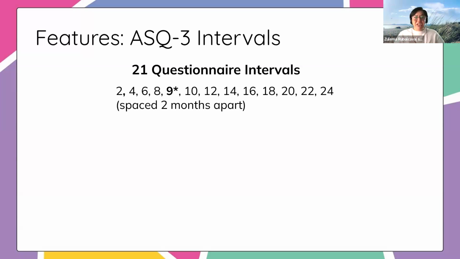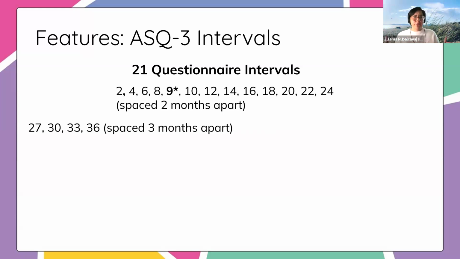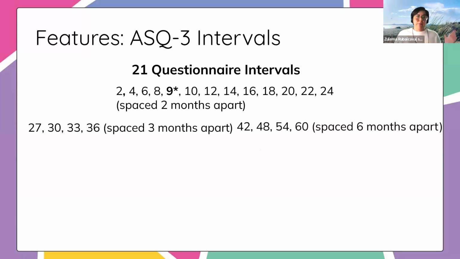After 2 years, things start to slow down a little bit, not too much, but a little bit. So we space the intervals a little farther apart: from 2 to 3 years, they're spaced 3 months apart. And then things really start to slow down. Things are settling in, hopefully. So for the last 2 years, from 3 years all the way to 5, they're spaced out a little bit more. So those are the intervals. You have 21 unique intervals, and each interval has a window of administration, and we'll talk more about that.